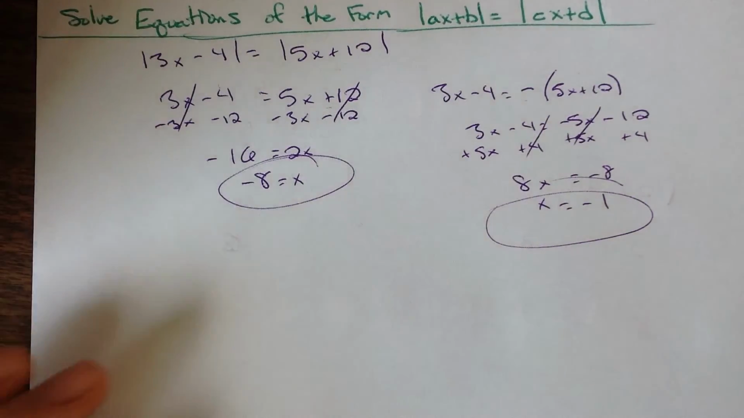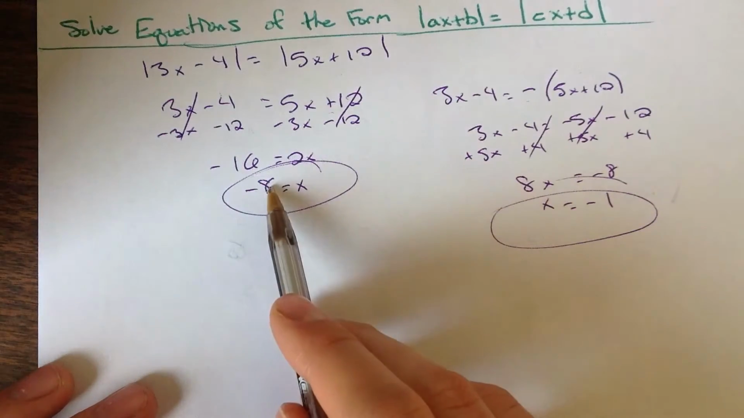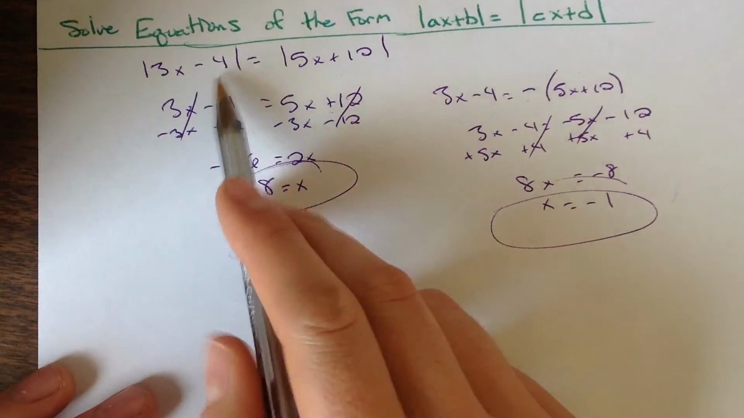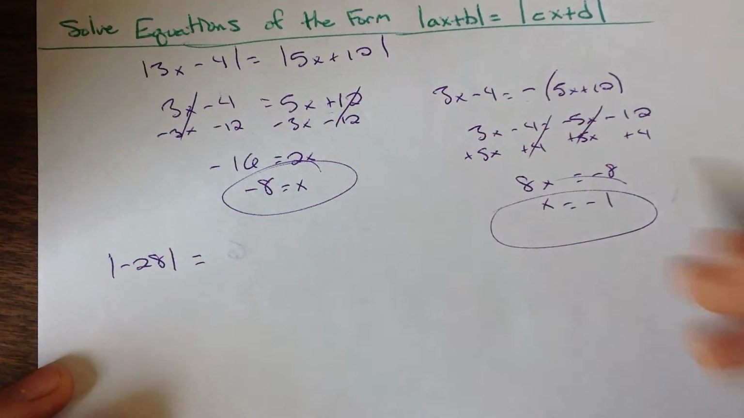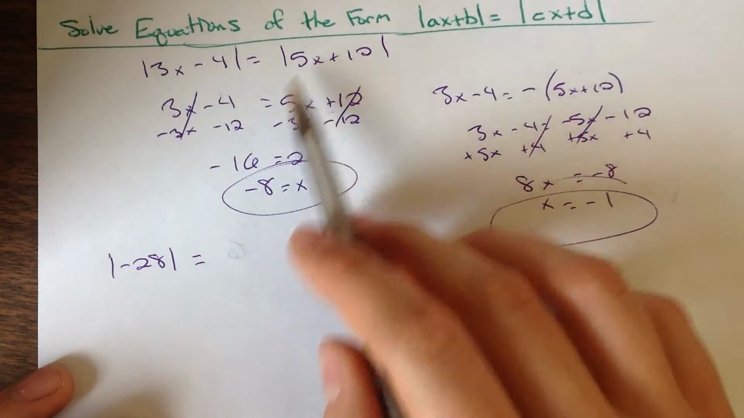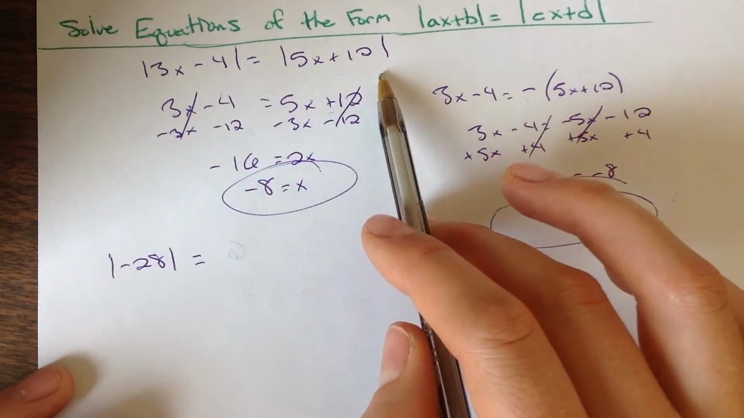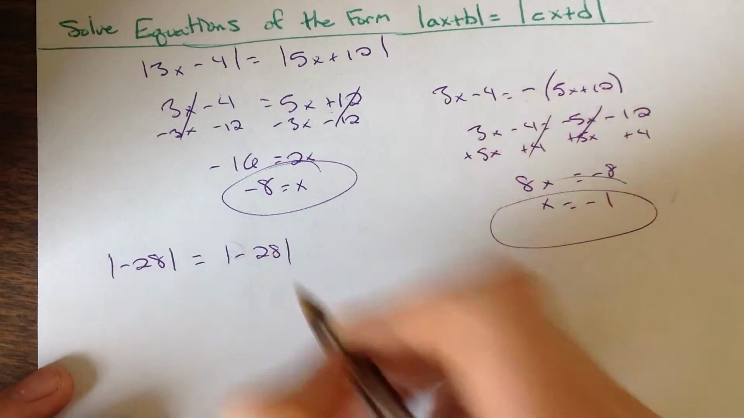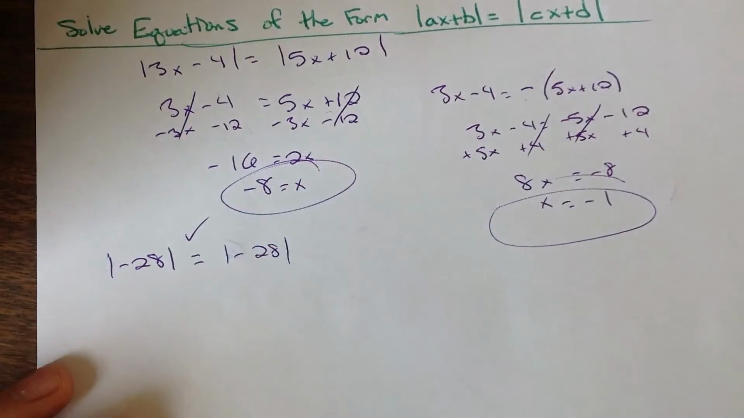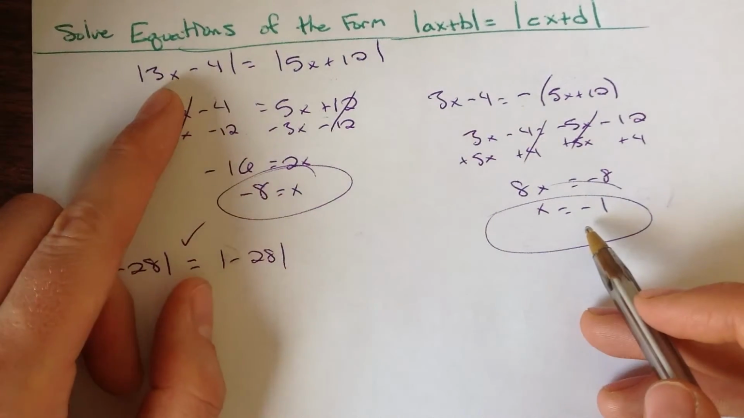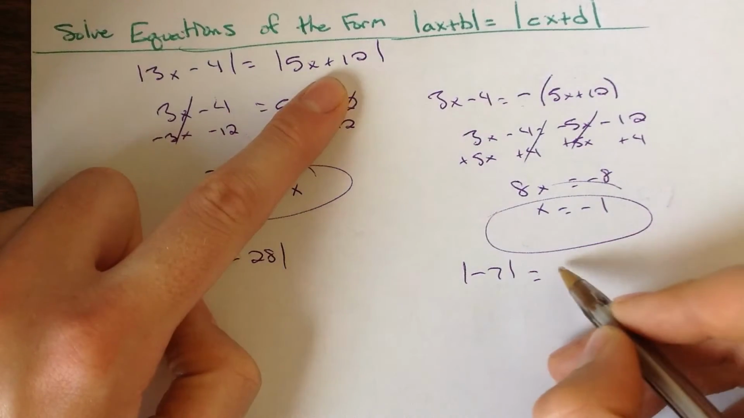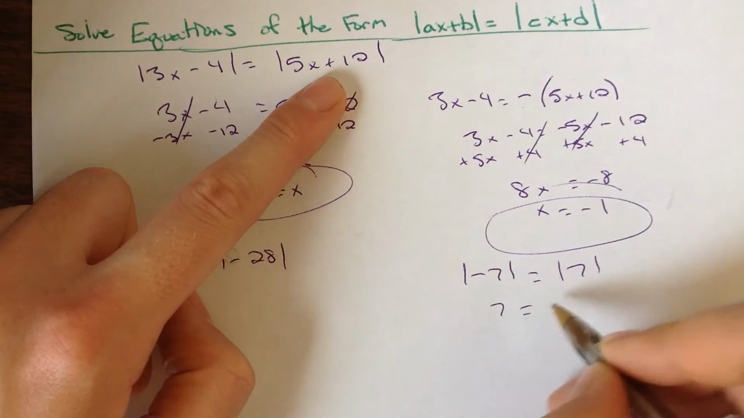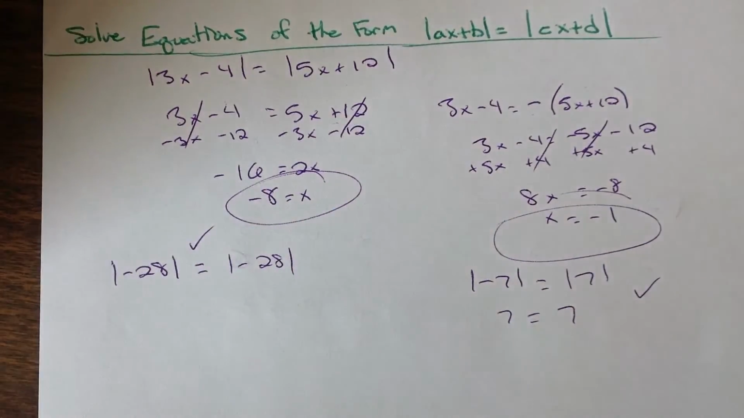But we should check. So 3 times -8 is -24, minus 4, so you have -28. Does that equal 5 times -8, which is -40, plus 12, -28? Boom. Checking this one: -3 minus 4 is -7. -5 plus 12 is 7, but remember the absolute values make them indeed equal, and we're good. These two solutions check out.